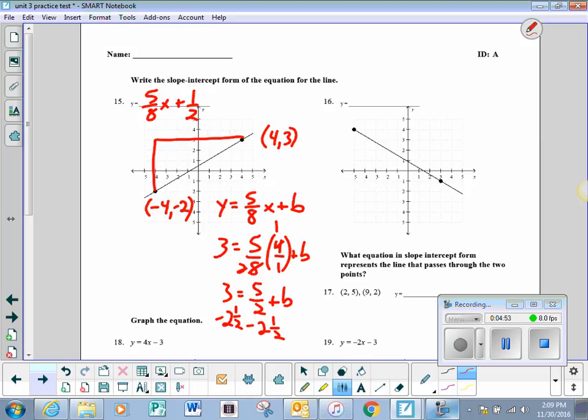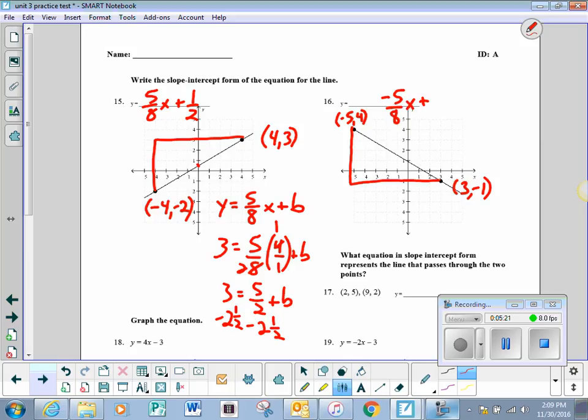Now I could see that it looked like it was about 1/2, but I wanted to make sure, that's why I used the equation. And on number 16, you definitely needed to do that. So on number 16, I noticed that it goes through negative 5, 4, and it goes through 3, negative 1. So the slope is negative 5, positive 8. So the slope is negative 5 eighths. So it's going to be y equals negative 5 eighths x plus b.